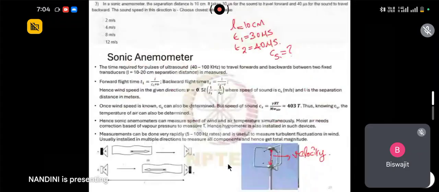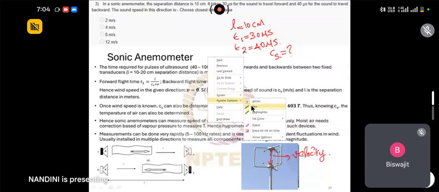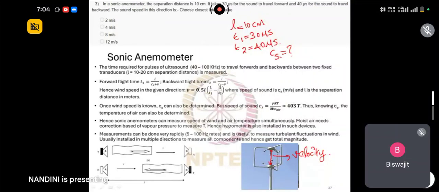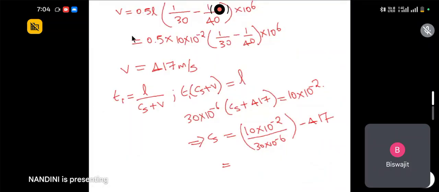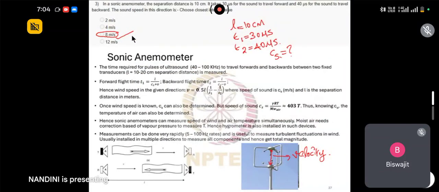The answer is supposed to be 8 meter per second. I'm not sure where I'm doing it wrong. This is the answer, 8 meter per second is the answer. Try to solve it. I don't know where. Somewhere we are doing wrong.